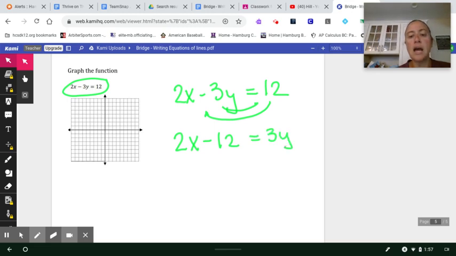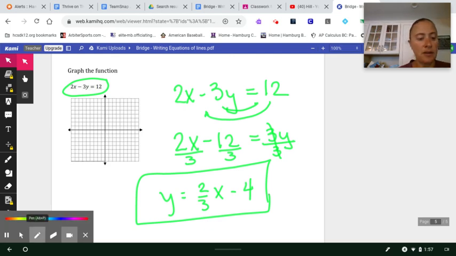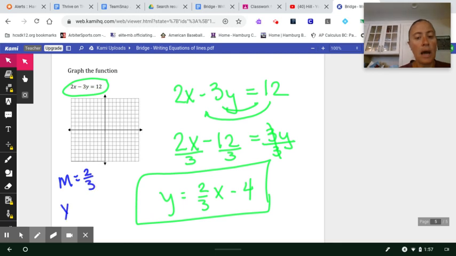Clearly, that's not your only option. I just wanted to make my y positive. And then I'm going to go ahead and divide every term, just make sure you do things equally, by the number 3. So I'm going to say y equals 2/3 x minus 4. Okay, so again, this is called slope intercept form because you should see the slope. We'll just identify that. The slope is 2/3. And the y-intercept is negative 4.